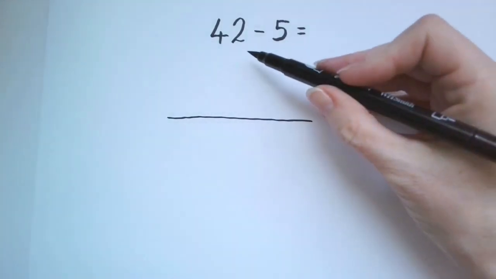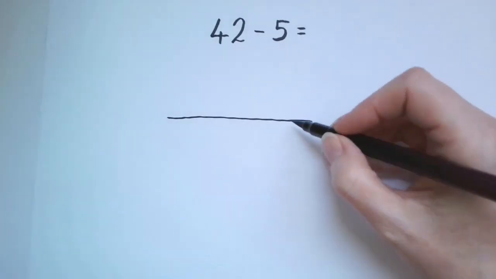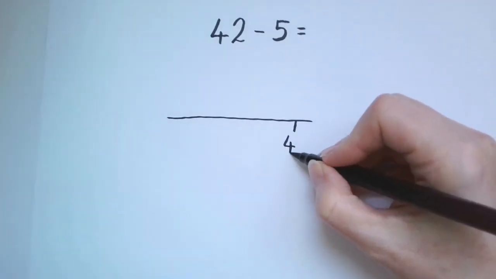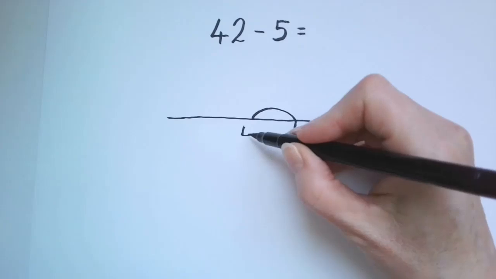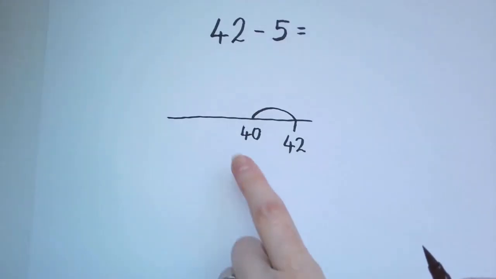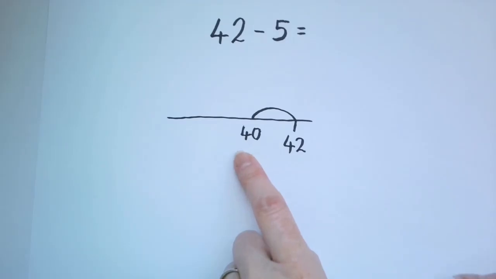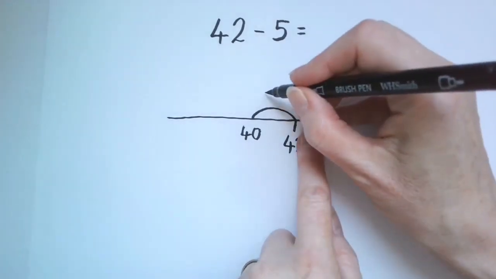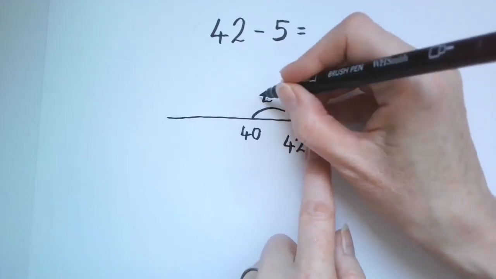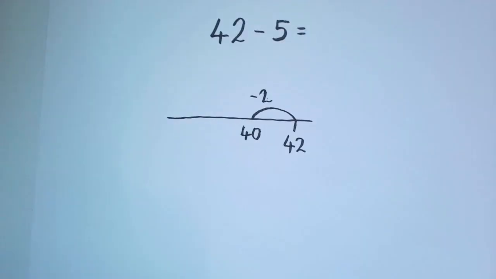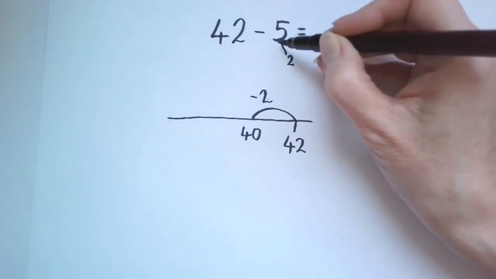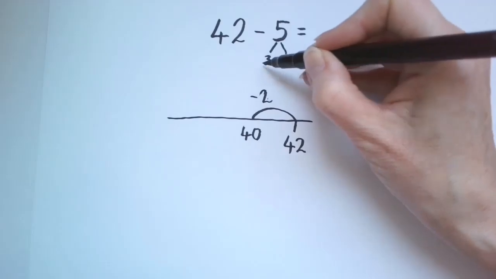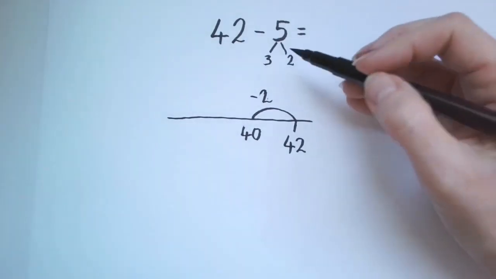So for a number like 42, if we wanted to subtract 5, again using my number line, I'm going to put 42. And my first step is to go back to the multiple of 10 that came before that. So 40, if I took 2 off of 42, then I would get 40 left. So I've taken away 2, but I really need to take away 5. So I know 2 plus 3. I need to take away another 3.